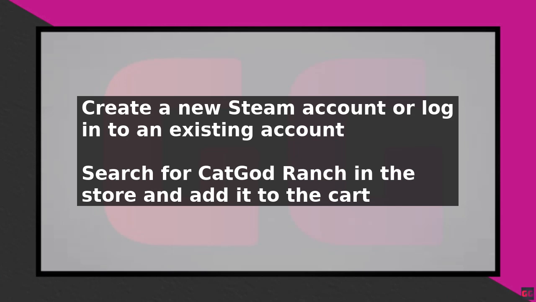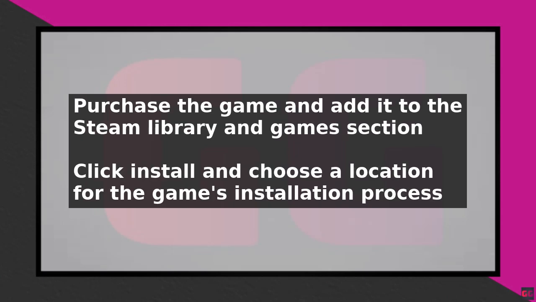Once Steam is installed, open the application and create an account or log in to an existing one. If creating a new account, simply follow the on-screen instructions. After logging in, hover over the Store button and click Featured, then locate the search box at the top right and type in the name of the game, Cat God Ranch.